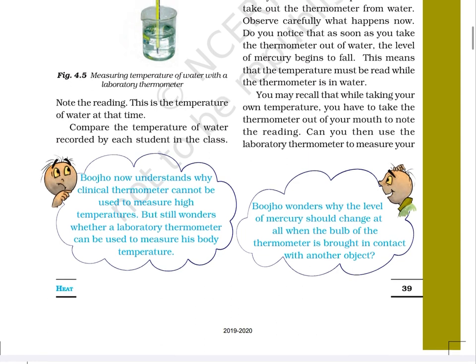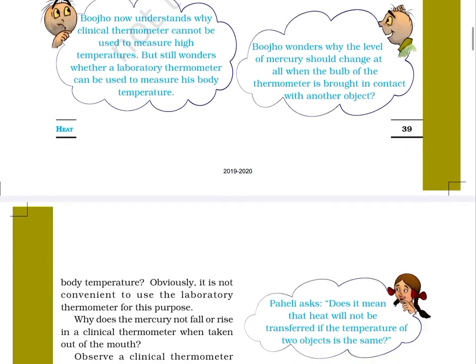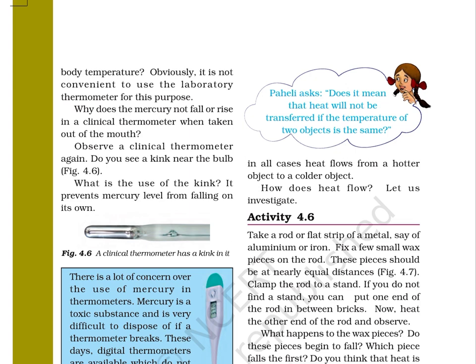There's a thought bubble given here. A picture of Bojo is next to it. Bojo wonders why the level of mercury should change at all when the bulb of the thermometer is brought in contact with another object. You may recall that while taking your own temperature, you have to take the thermometer out of your mouth to note the reading. Can you then use the laboratory thermometer to measure your body temperature? Obviously, it is not convenient to use the laboratory thermometer for this purpose.